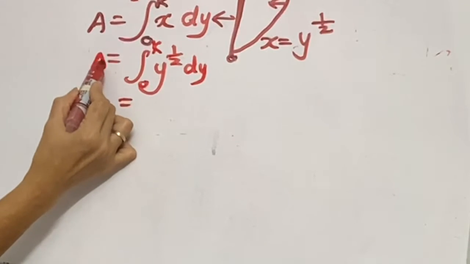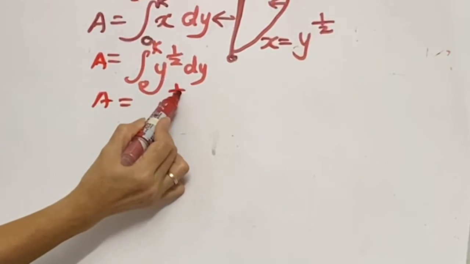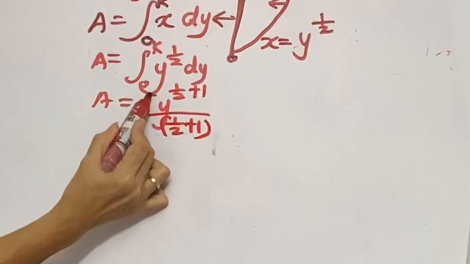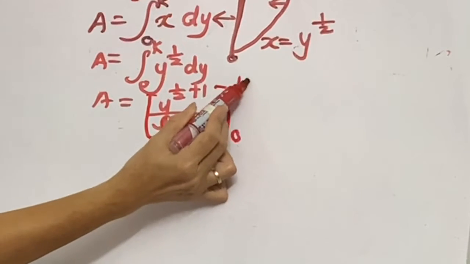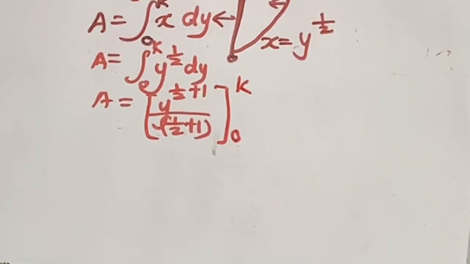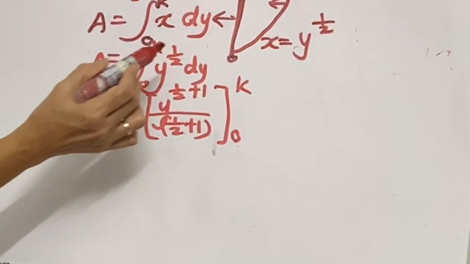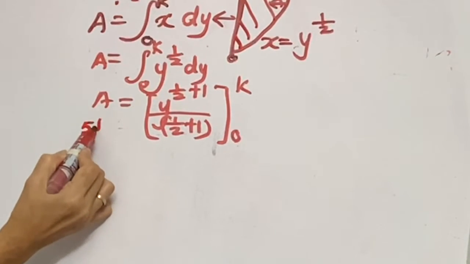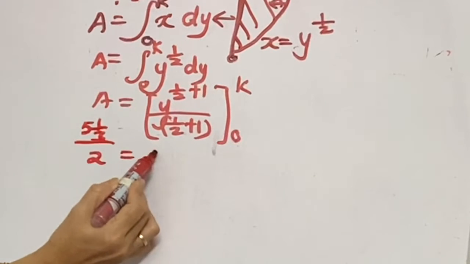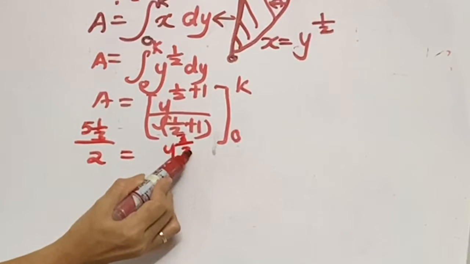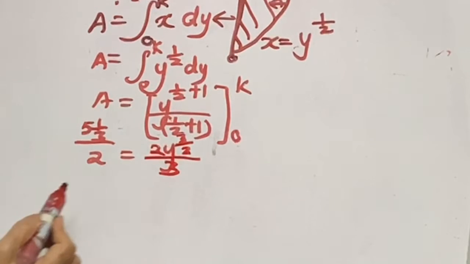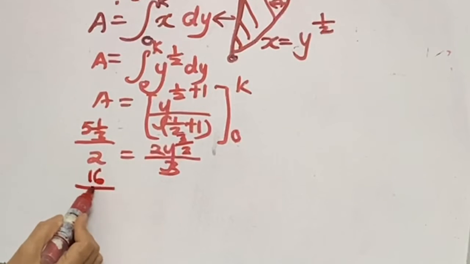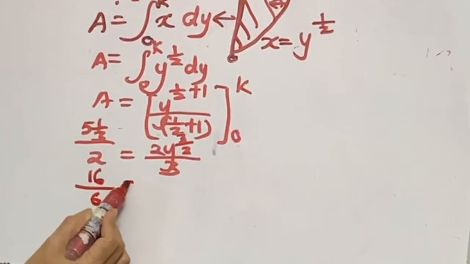So you will substitute y to the power 1/2, and then you have to sub the limit from 0 to k, alright? The area for this one is just half of the shaded region. So it's 5/3/2 equals y to the power 3/2, times 2/3 because we are dividing by 3/2. So it becomes 2/3. If you simplify it will be 16/6, and here will be 2/3.